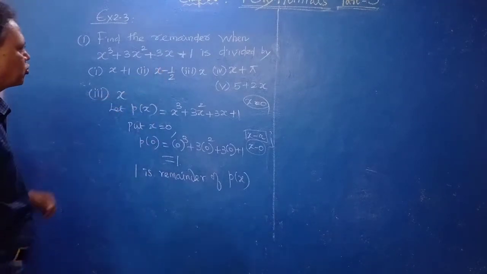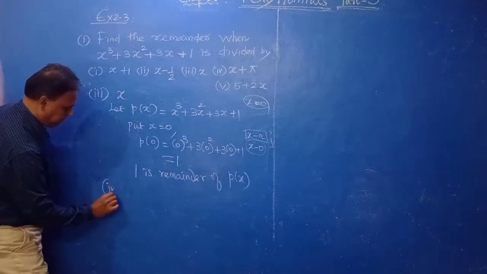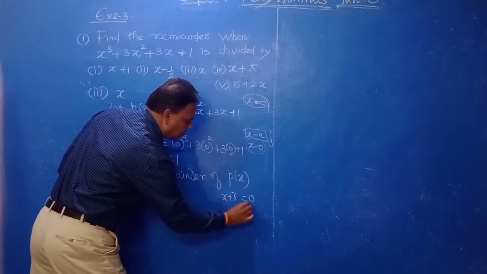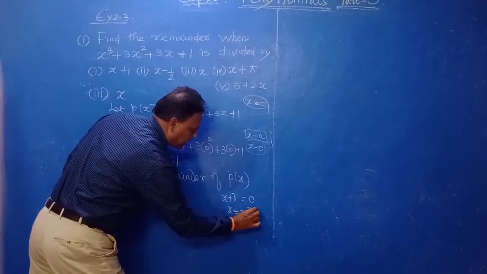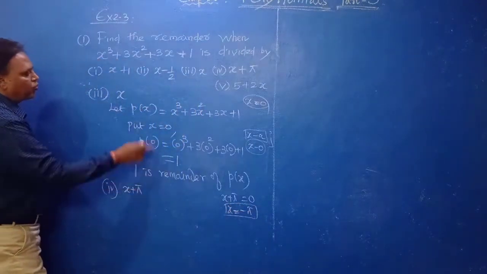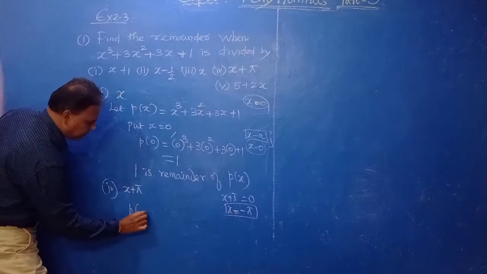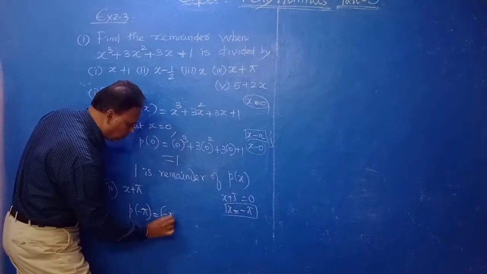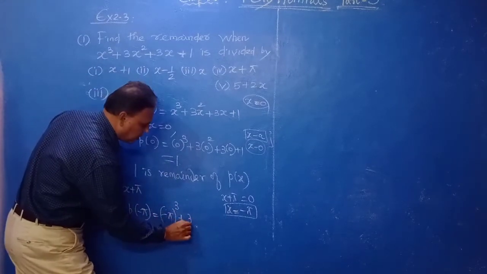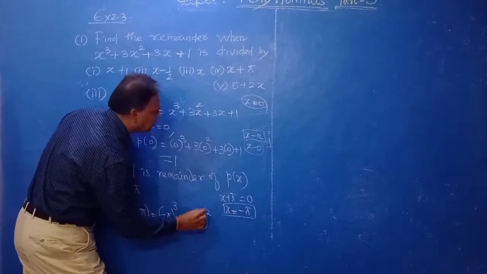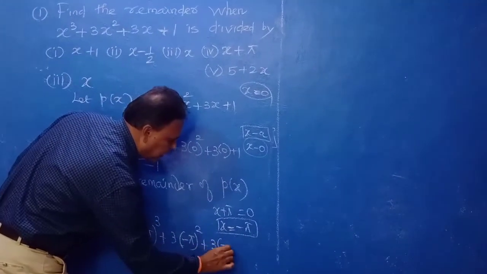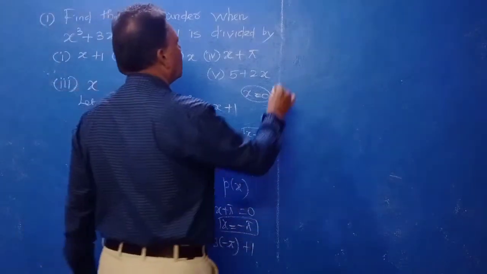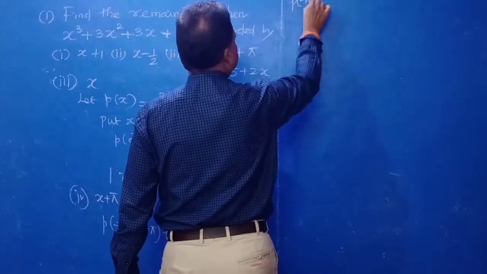The next, the fourth one, pi is there. X plus pi. Put x plus pi equal to 0. In the rougher column, x equal to minus pi you have to replace. So you have to put in this p of minus pi. P of minus pi, you put minus pi the whole cube plus 3 into minus pi the square plus 3 into minus pi plus 1.